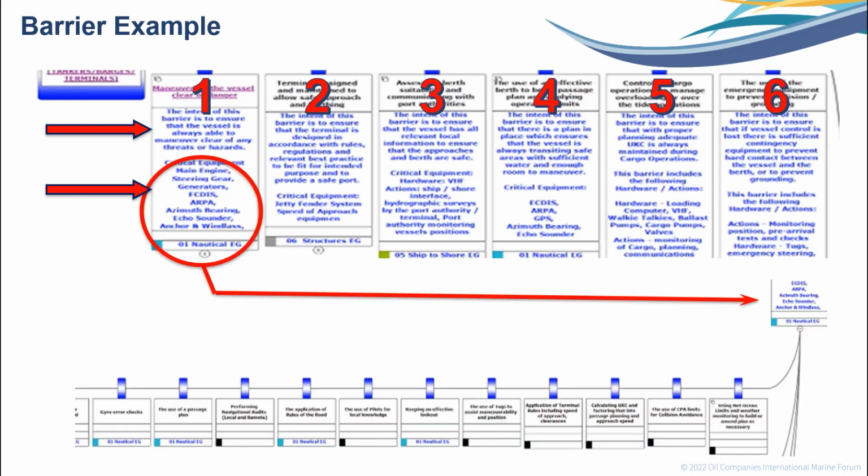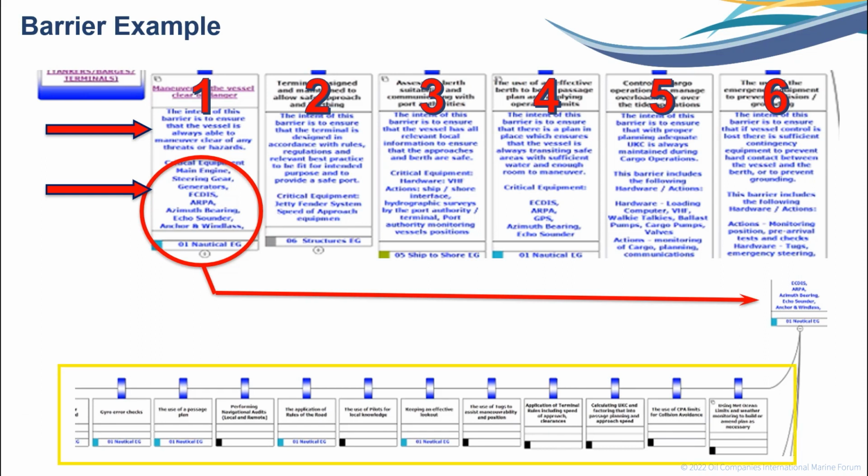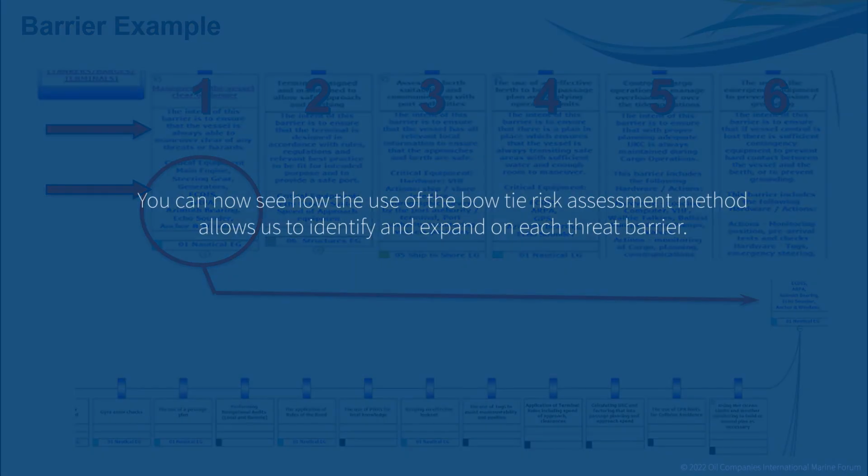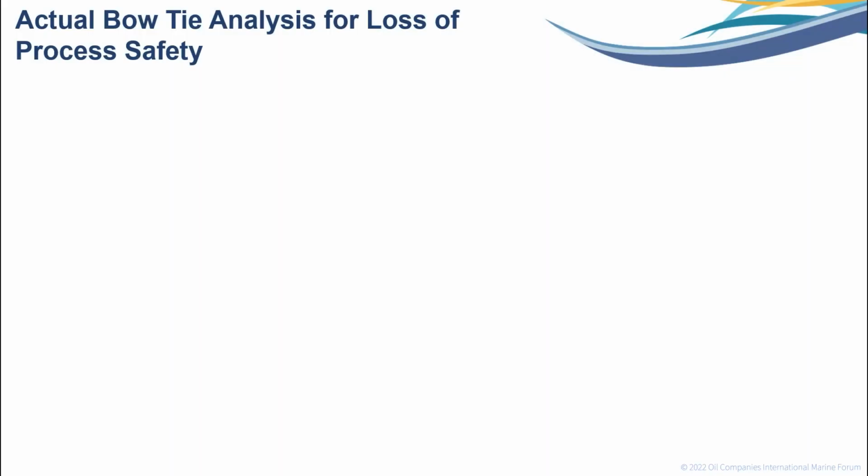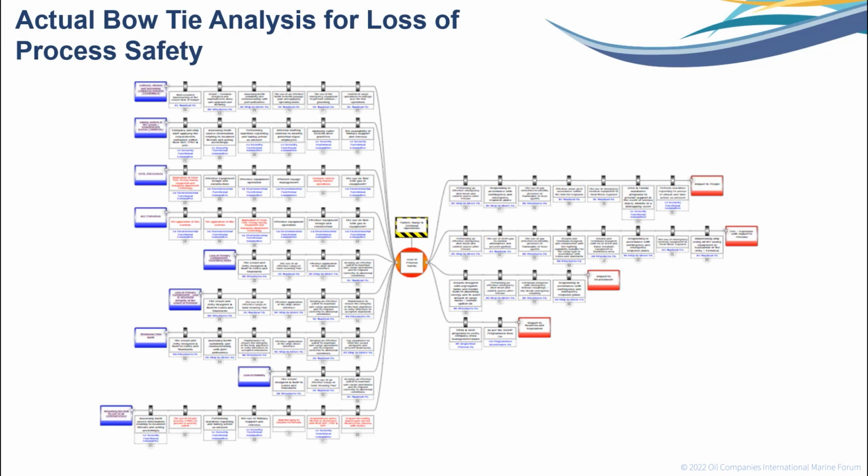Expanding on the navigational equipment, we get sub-barriers such as gyro error checks, use of passage plans, navigational audits, application of the rule of the road, effective lookout, use of tugs, UKC calculations, adhering to CPA, etc. So you can now see how the use of the bow tie risk assessment method allows us to identify and expand on each threat barrier. The level of granular detail to which the identification of priority threats and the implementation of related barriers was taken can be seen in this graphic.